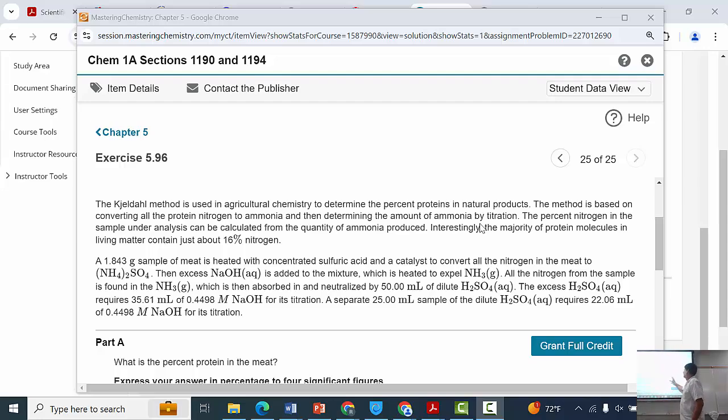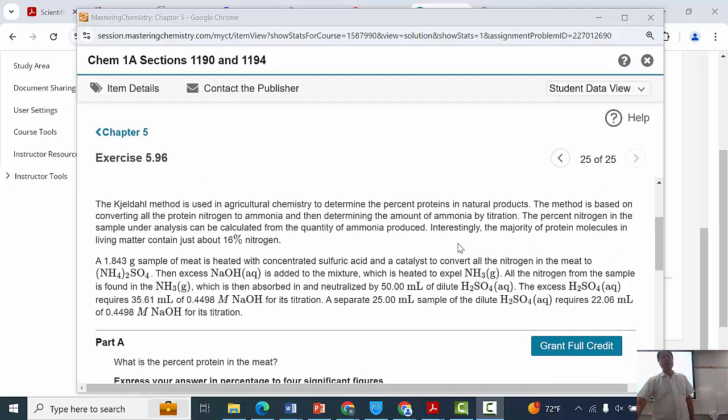All right, so let's take a look. The method is based on converting all the nitrogen to ammonia and then determining the amount of ammonia by titration. The percent nitrogen in the sample under analysis can be calculated from the quantity of ammonia produced. Interestingly, the majority of protein molecules in living matter contain just 16% nitrogen. So they'll use this correlation. They'll determine how much nitrogen is in there, and then based on a percentage like this, they'll estimate how much protein was in there. And so if they get 16 grams of nitrogen, then they can estimate that there was about 100 grams of protein in there.